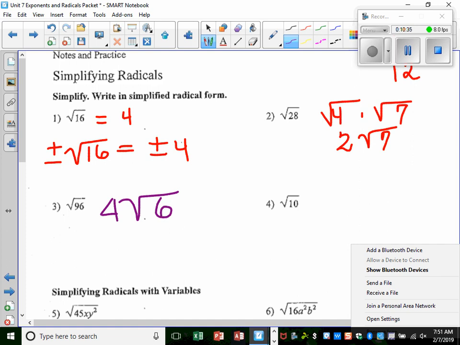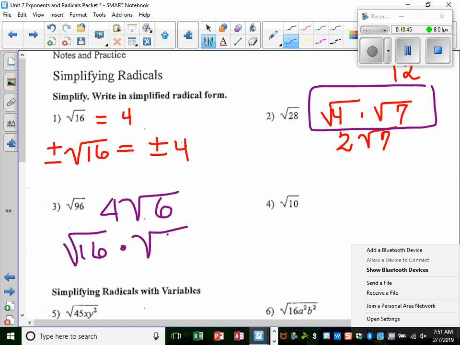Okay. So really, guys, if I were to work backwards with this, my factors, if I had broken it down like this, my factors would have been 16 times 6. So then you take the square root of 16, which is 4, and you're left with the rad 6. Okay.